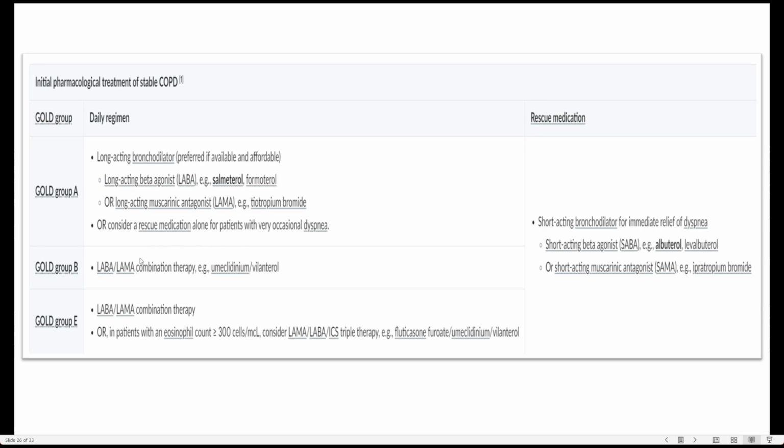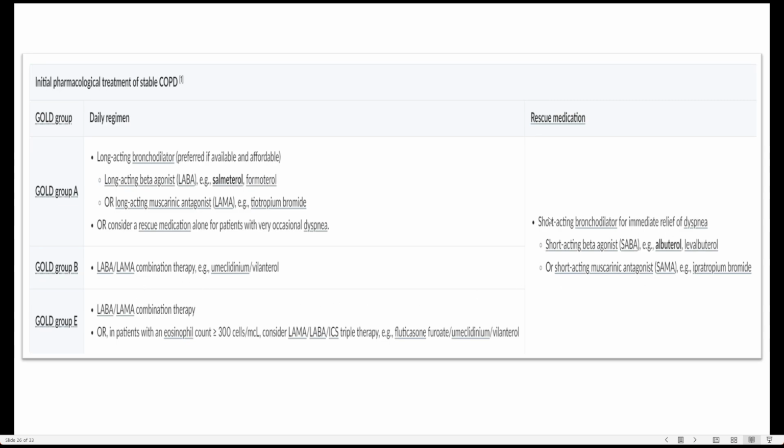If the combination therapy did not work, we will use inhaled corticosteroid, like fluticasone, for example. Or if the patient is eosinophilic, if his eosinophil count is more than 300, we might add inhaled corticosteroid. So inhaled corticosteroid can be used in combination in case of eosinophilia, more than 300 cell count, or if step number 2 did not work.